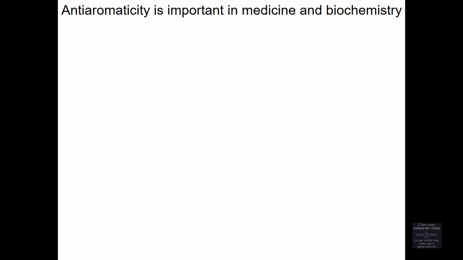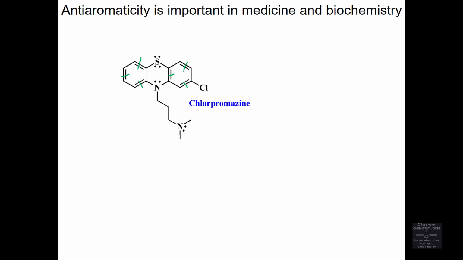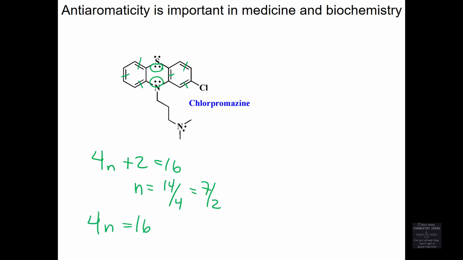Being anti-aromatic is useful in medicinal and biochemical things as well. This molecule has 2, 4, 6, 8, 10, 12, 14, 16 pi electrons. 4n plus 2 equals 16. 4n equals 14, over 4, 7 halves. That's not an integer. That's not aromatic. 4n equals 16. n equals 4. That is an integer. It's anti-aromatic.